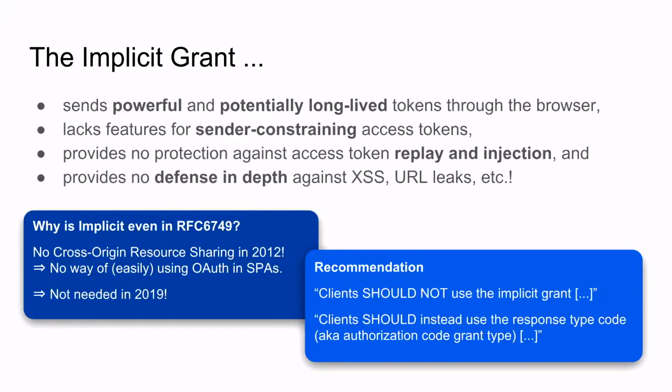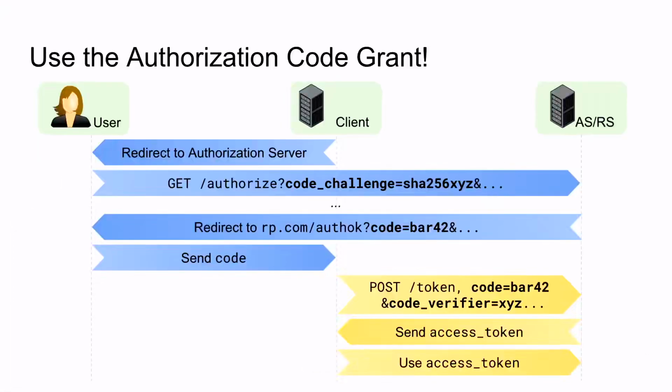Clients should not use the implicit grant. This is a should not for political reasons. Clients should instead use the response type code, so the authorization code grant type. Okay, next one, use instead the authorization code grant. But don't use it like it was written in RFC 6749.